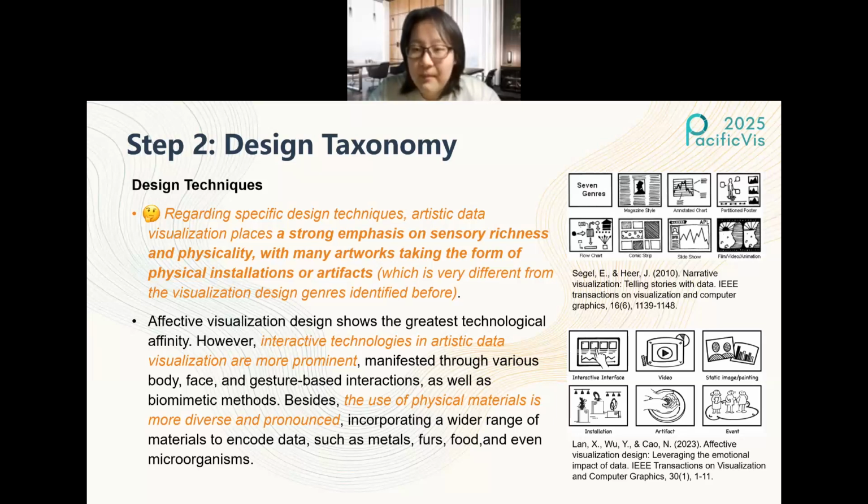These are manifested through various body, face, and gesture-based interactions. Meanwhile, the use of physical materials is more diverse and pronounced, incorporating a wide range of materials to encode data, such as metals, furs, food, and even microorganisms.